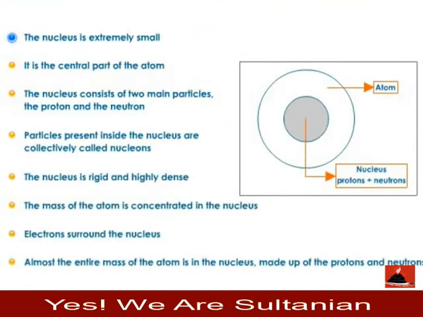The nucleus is extremely small. It is the central part of the atom. The nucleus consists of two main particles, the proton and the neutron. Particles inside the nucleus are collectively called nucleons. The nucleus is rigid and highly dense. The mass of the atom is concentrated in the nucleus. Electrons surround the nucleus. Almost the entire mass of the atom is in the nucleus, made up of protons and neutrons.